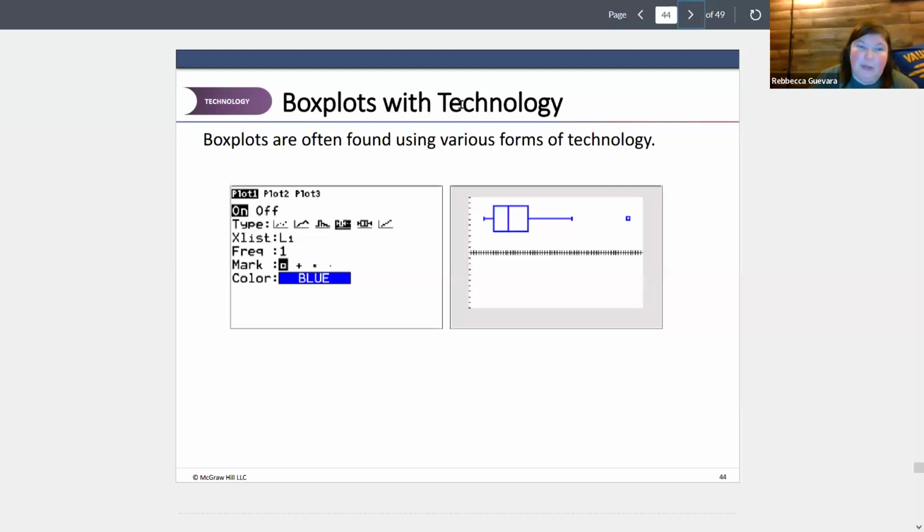So you can also do box plots. If you go into plots, put your data in your L1 and mark where it shows that little box plot, it gives you two options. You want to take that first one, and it will do a box plot for you.